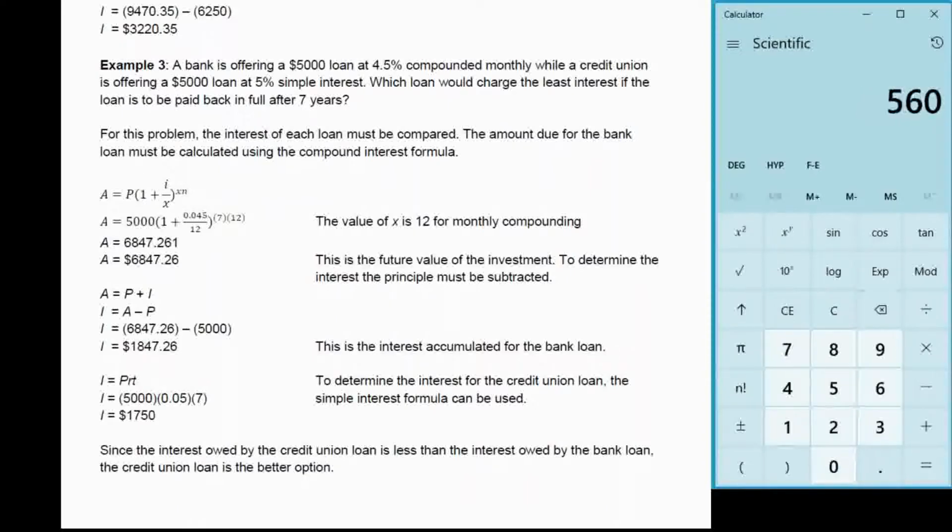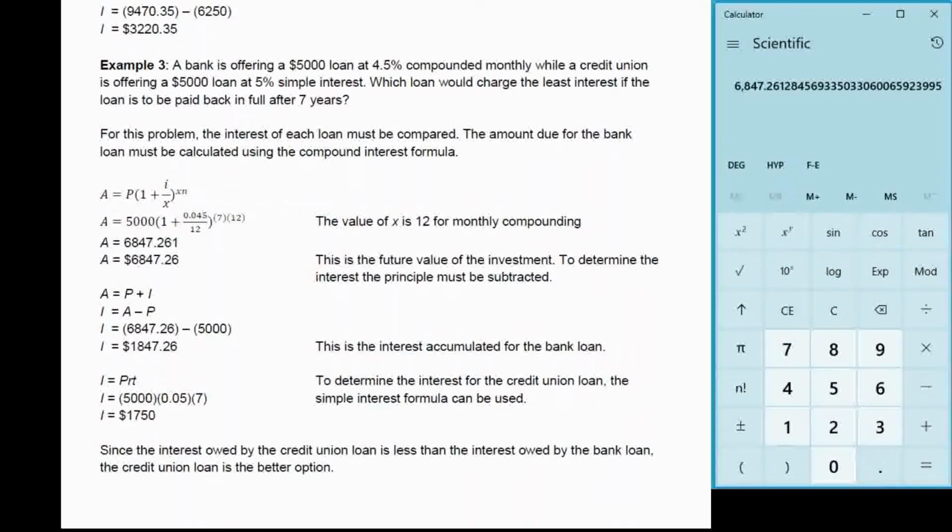It's $5,000, so let's figure out how much this will be worth. 5,000, sorry, let me just redo this. 5,000 multiplied by 1 plus 0.045 compounded monthly to the power of 7 times 12. So after 7 years, you'll have to pay the bank back $6,847.26.